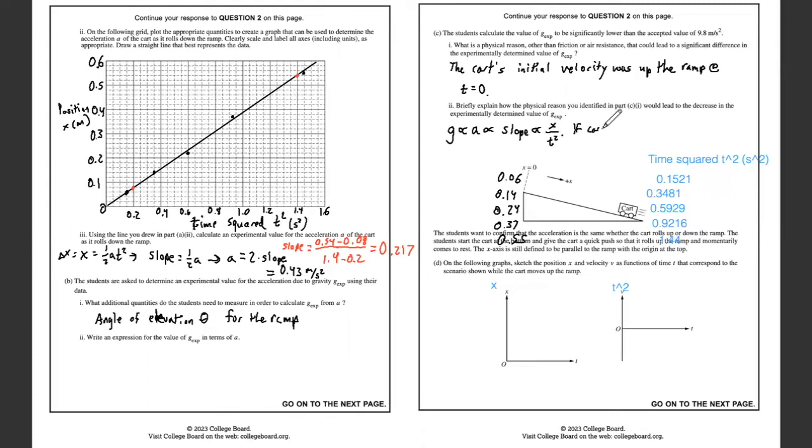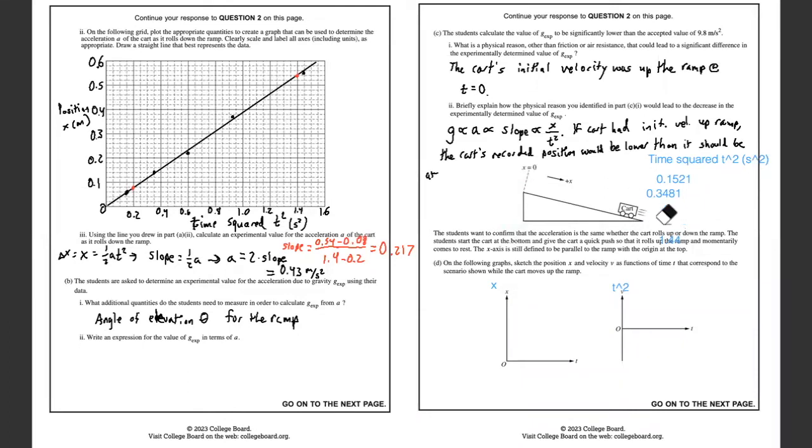If the cart had an initial velocity up the ramp, what that would actually do is make the cart's recorded position would be lower than it should have been at, and I'm just going to go ahead and erase all of these numbers now. We don't need them for the rest of the problem, it looks like.